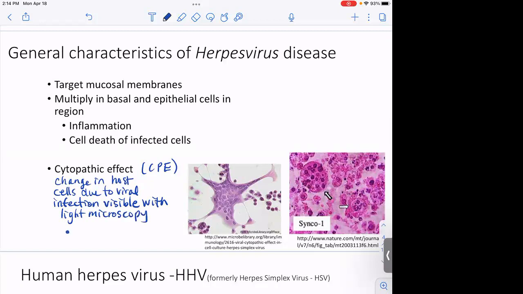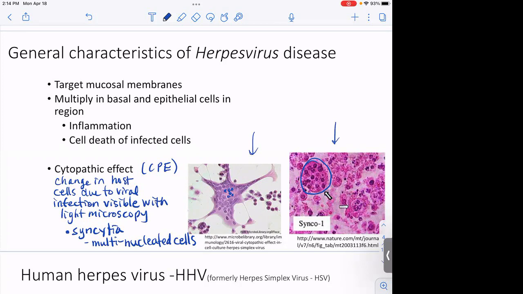Okay, so the cytopathic effect that we look for with herpes virus infection is syncytia. Okay, and that just means multi-nucleated cells. So you can see in both of these pictures, you can see the syncytia. So here's a nerve cell, all these little purple dots, those are all nuclei in that nerve cell. So a multi-nucleated nerve cell. And over here, this cell here has many nuclei in it.